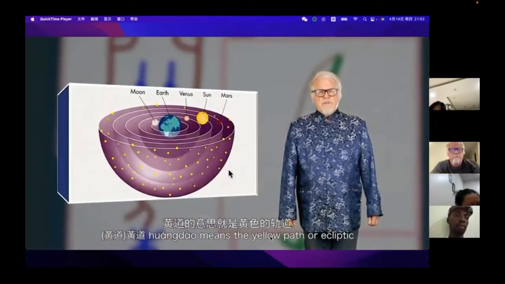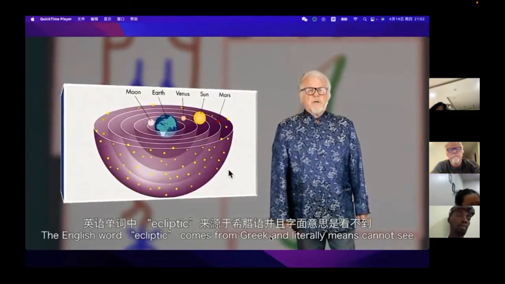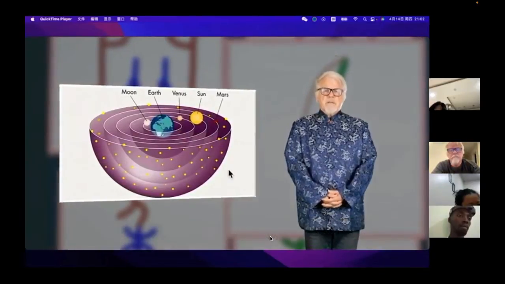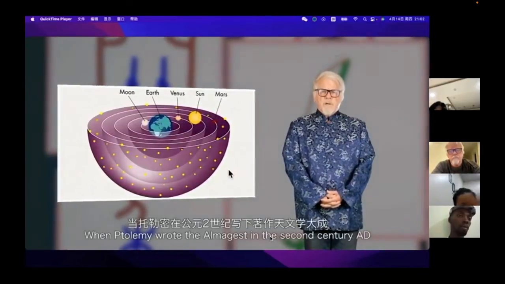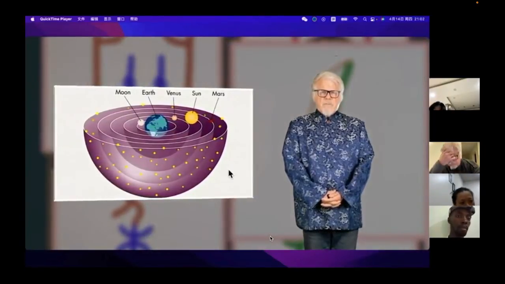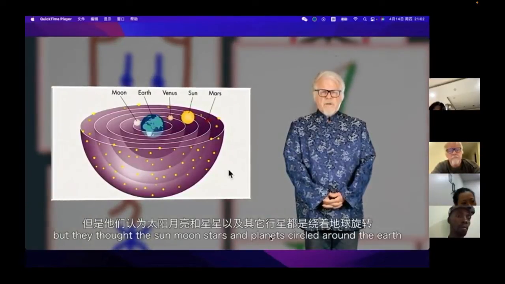Huang Dao means the yellow path, or ecliptic. In English, the word ecliptic comes from Greek and literally means cannot see. When Ptolemy wrote the Almagest in the 2nd century AD, they knew the earth was round, but they thought the sun, moon, and the planets circled around the earth.